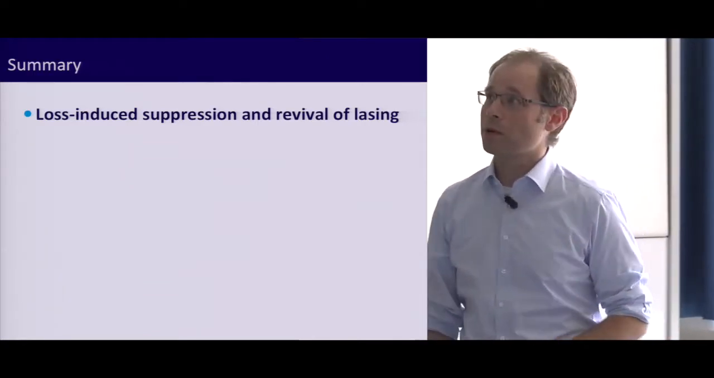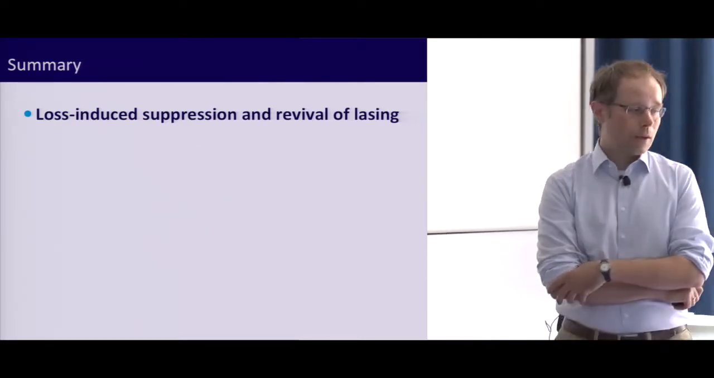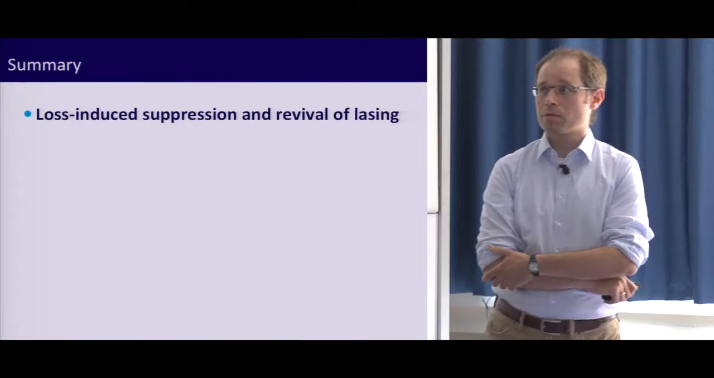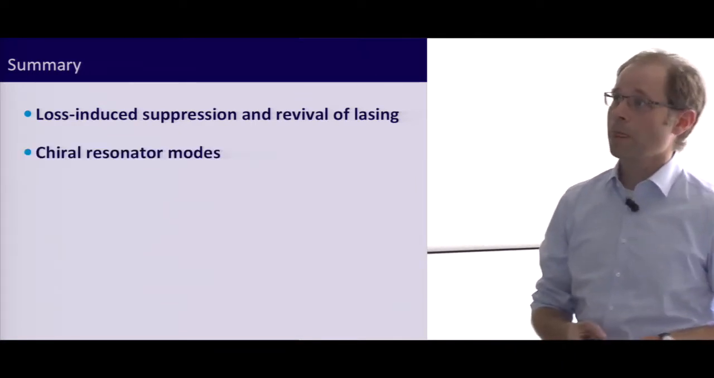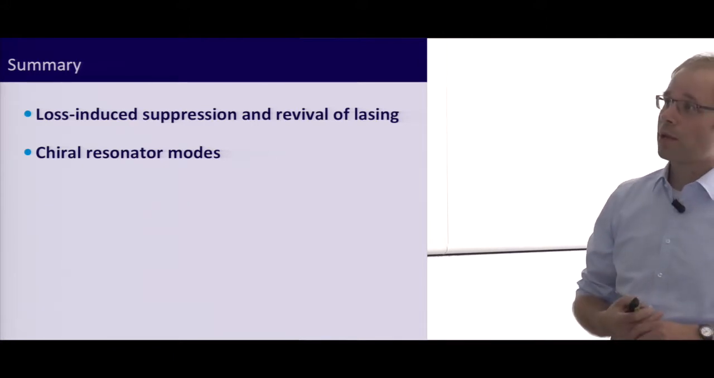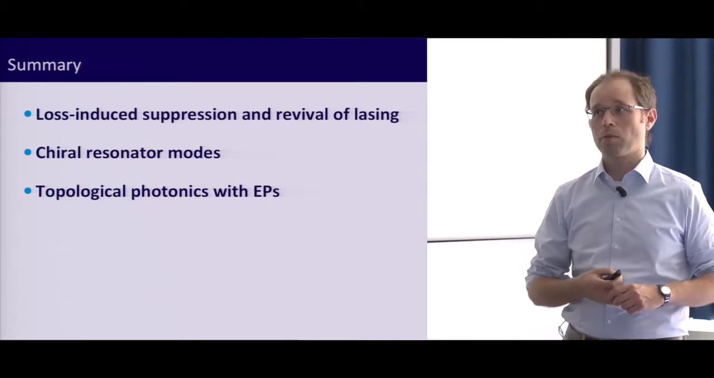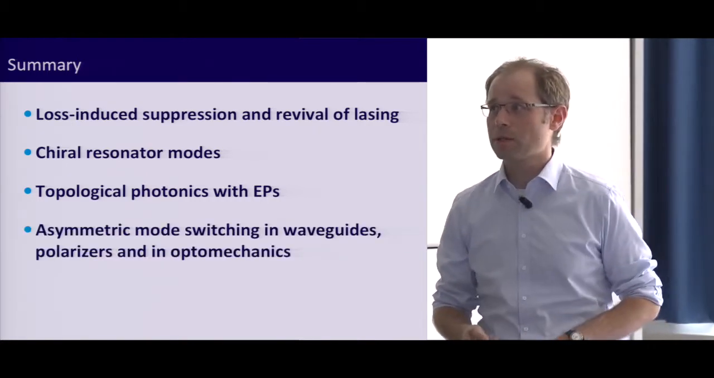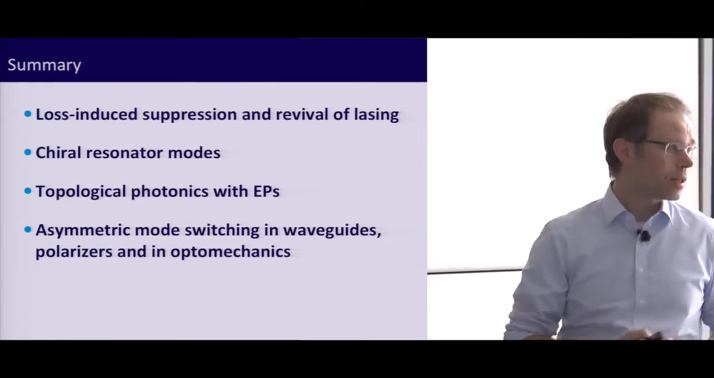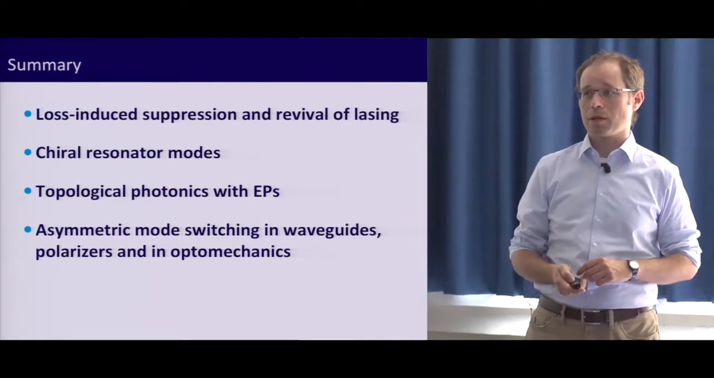Let me briefly summarize. In the first part of my talk, I was speaking about lasers and how exceptional points lead to a loss-induced suppression and revival of lasing. We also observed chiral resonator modes. And in the end, I was talking about topological aspects or topological photonics with exceptional points, resulting, for example, in asymmetric mode switching in waveguides, polarizers, and in optomechanics.